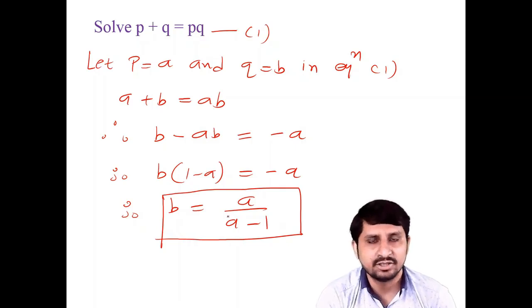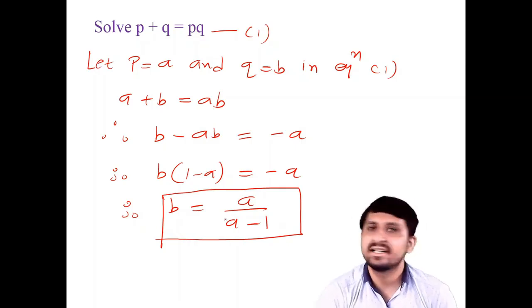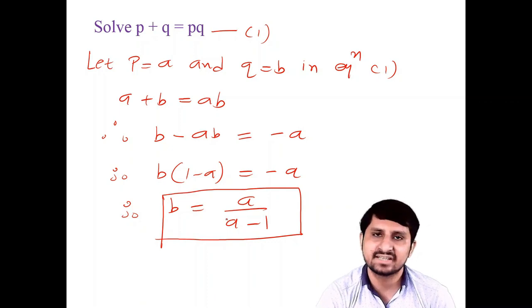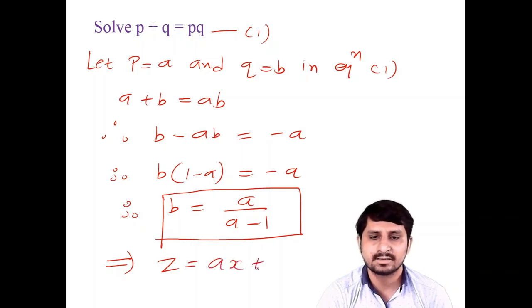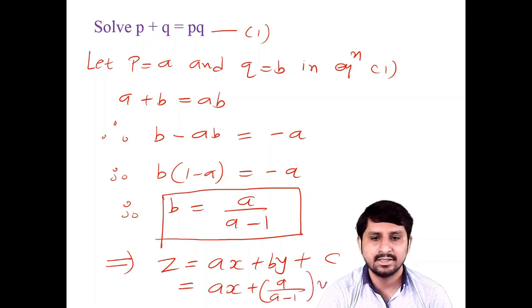And what is our complete solution? The complete solution, as I told you, is z is equal to ax plus by plus c. So z is equal to ax plus, what is the value of b? a upon a minus 1 into y plus c.